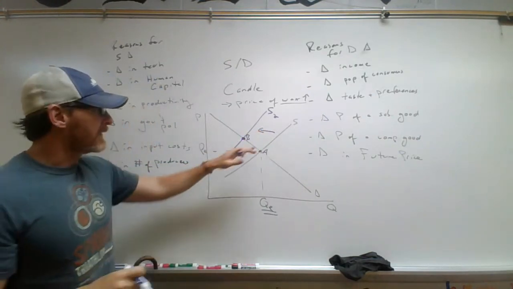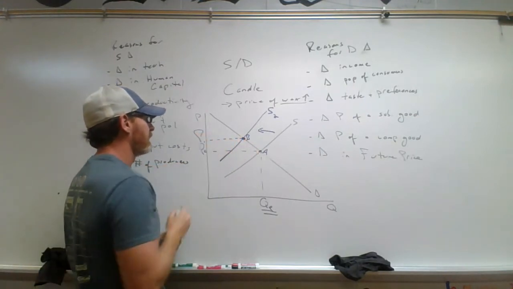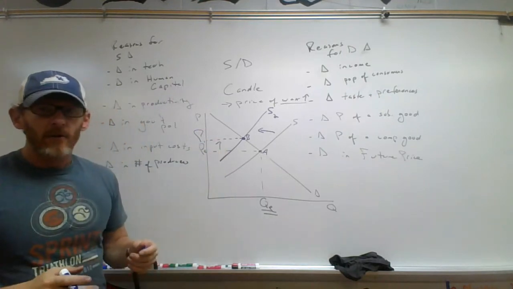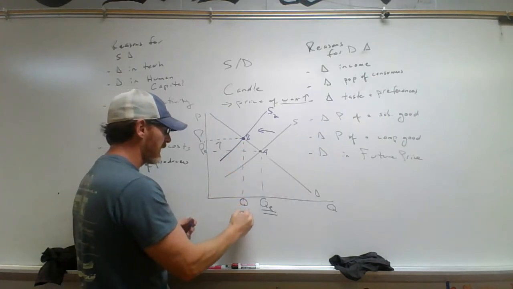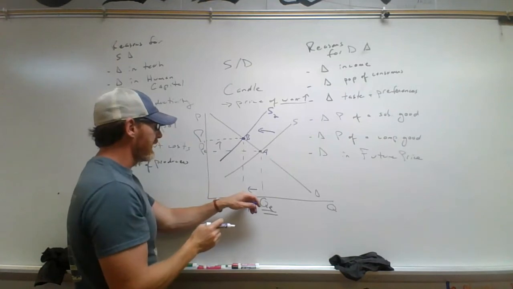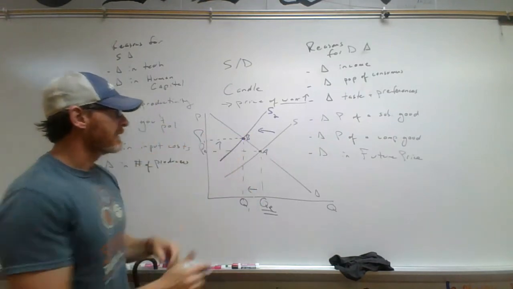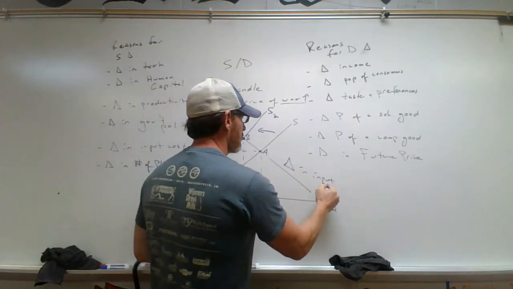Well, you can see it moves along the curve, and we go directly over to the y-axis. We'll label it P sub 1. We can see the price actually went up, right? And we can also go directly down to the x-axis. We'll call that Q sub 1. And we can see that we have less quantity with a higher price because of a decrease in supply due to a change in input costs.